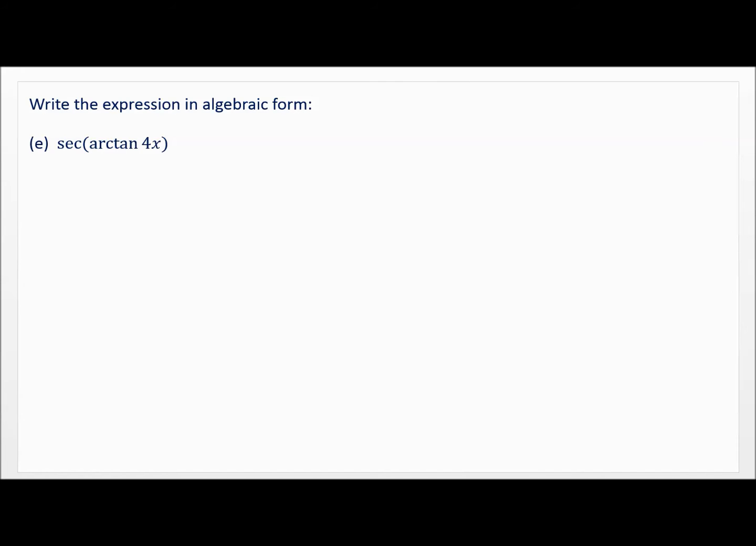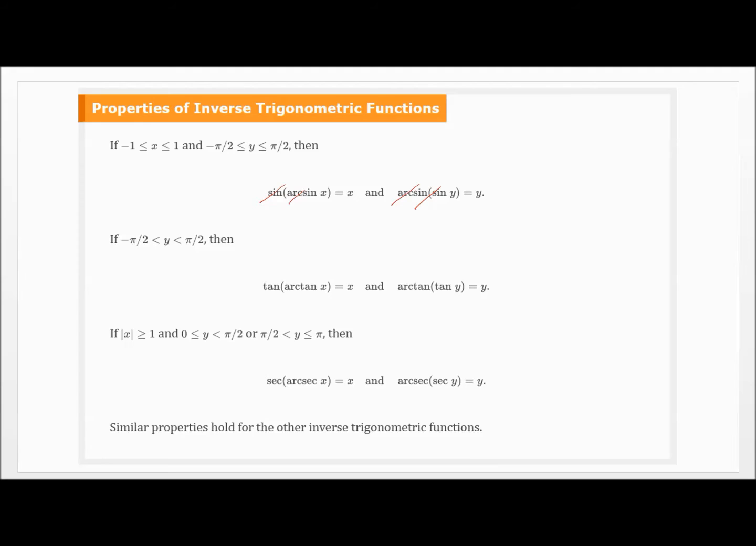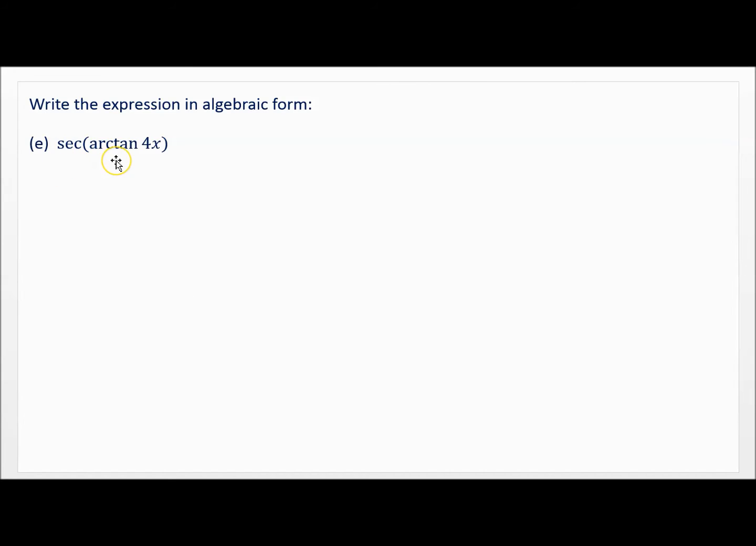Now, a problem that shows up frequently, especially in a calculus class, is write the expression in algebraic form. And notice this doesn't fit any of the guidelines we have here, because notice this is sine and arc sine, this is tangent, arc tangent, secant, arc secant, and the opposite here. So these are inverses of each other. So tangent and arc tangent should cancel each other out as long as these conditions are met. But the secant and arc tangent are not inverses of each other. So to write this expression in algebraic form, the best thing to do is to draw a triangle.